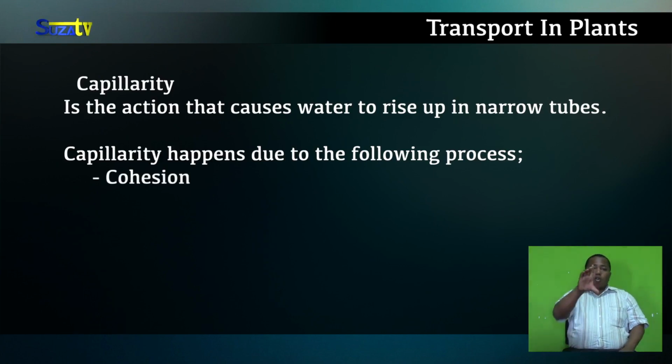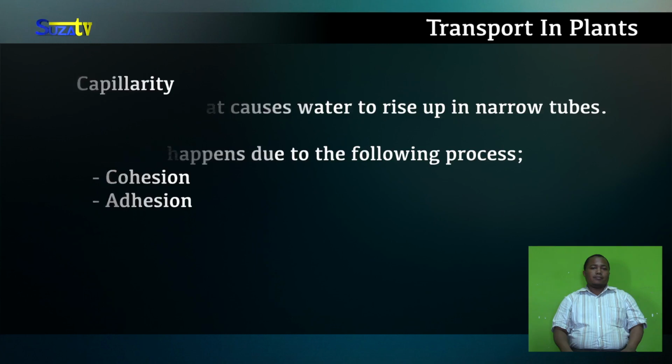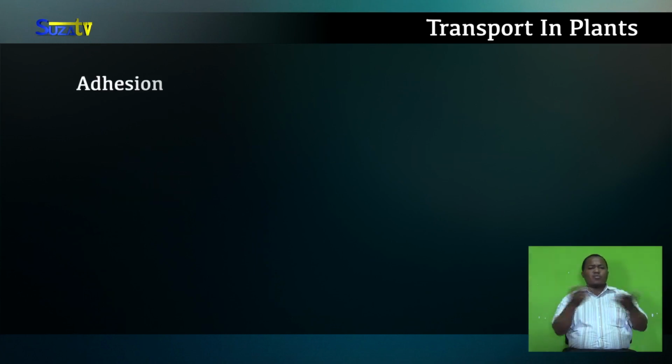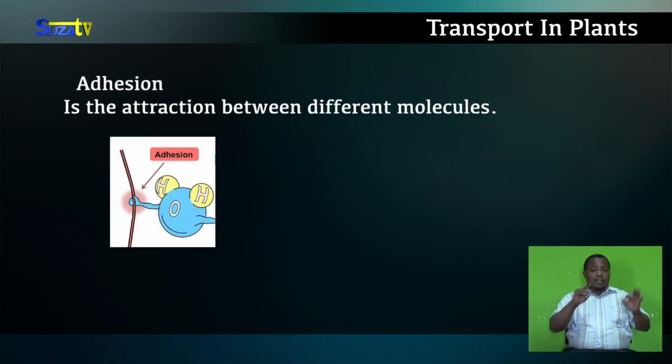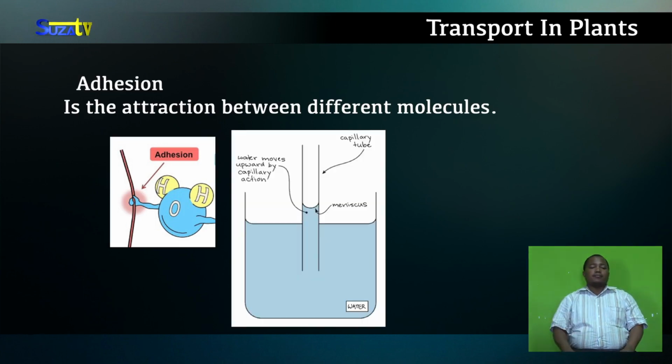Cohesion, and adhesion. Repeat the word, please. Adhesion. What does it mean? Good. It's the attraction between different molecules. This happens when molecules of water adhere to the wall of xylem while ascending in the plants.